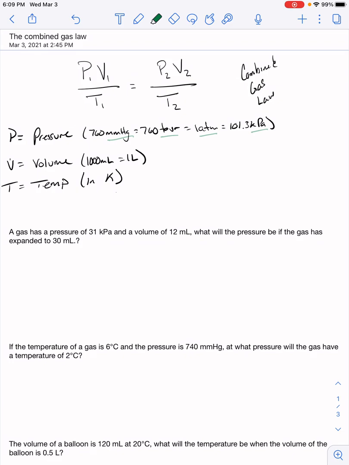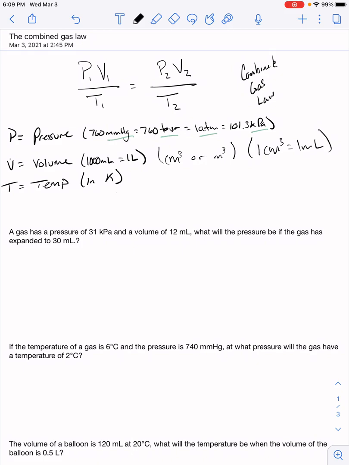Volume has to be in the same units, and most commonly you're going to see it in milliliters or liters. You could possibly see it in cubic centimeters or cubic meters as well. Okay, remember also that 1 centimeter cubed is equal to 1 milliliter.